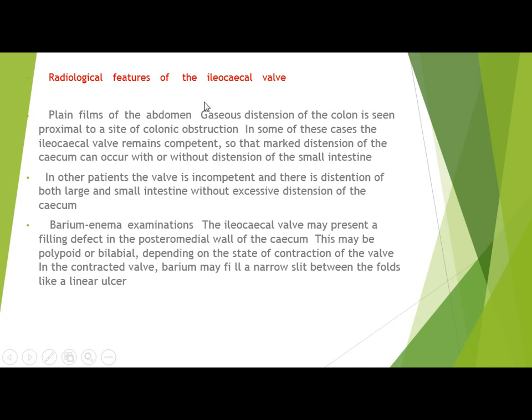The radiological features of the ileocecal valve in the plain film: gaseous distension of the colon is seen proximal to the site of colonic obstruction. In some cases, if the ileocecal valve is competent, marked distension of the caecum occurs without distension of the small intestine. In other patients where the valve is incompetent, there will be distension of the small and the large bowel. In the barium enema examination, the ileocecal valve may present as a filling defect at the posterior medial wall of the caecum.